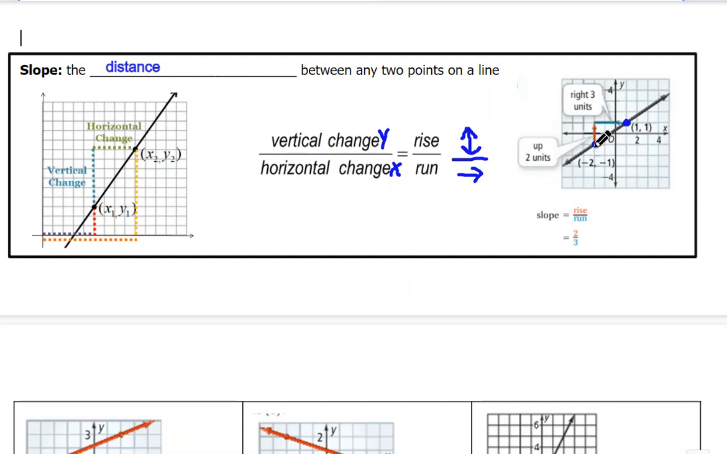It's going up. So how many up do I have to go? I have to go up 1, 2 lines, right? So that would go on top, 2. All right, then I say how many over do I have to go to get to that next point? Well, how many over do I have to go? 1, 2, 3. So this would be 2 over 3.